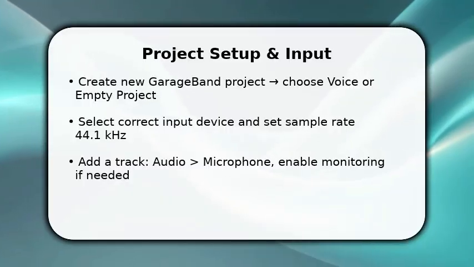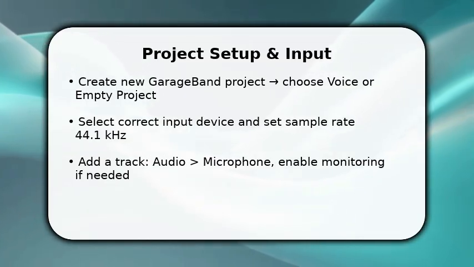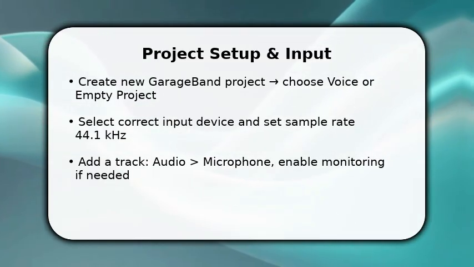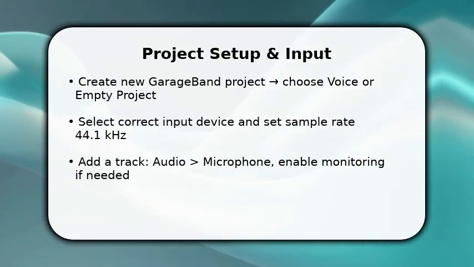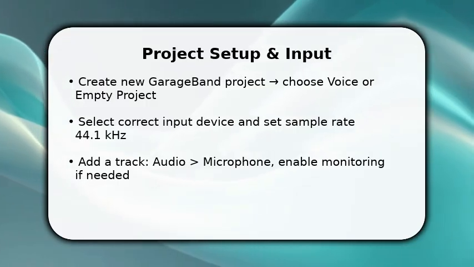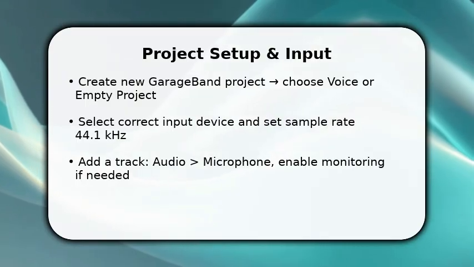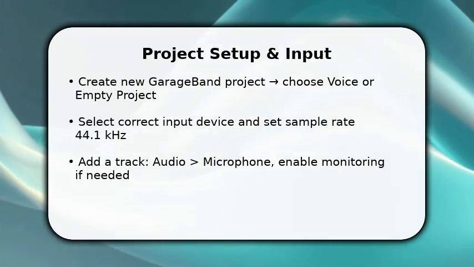You start by creating a new project and choosing voice or empty project so tracks match speech dynamics. Once done, select your interface or mic in Preferences and set 44.1 kHz for consistent delivery. Make sure input level sits around -12 dB to avoid clipping. You can trim gain at the device.